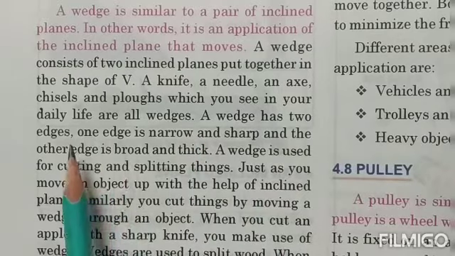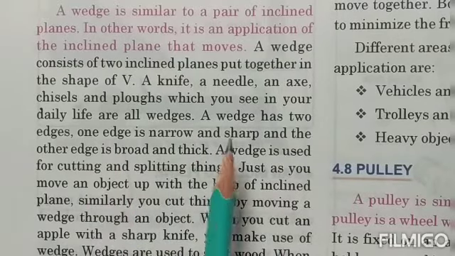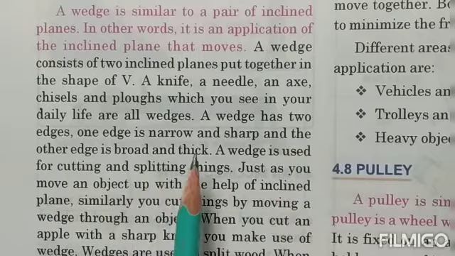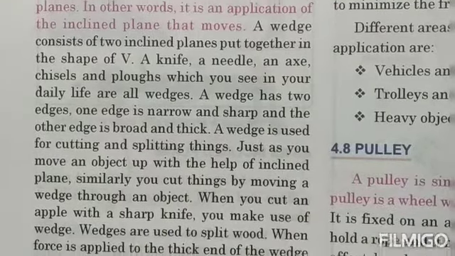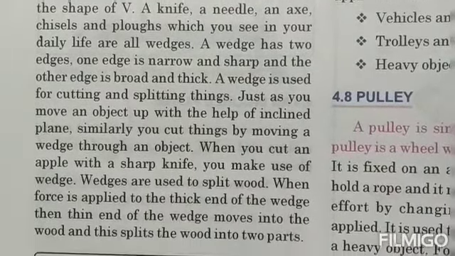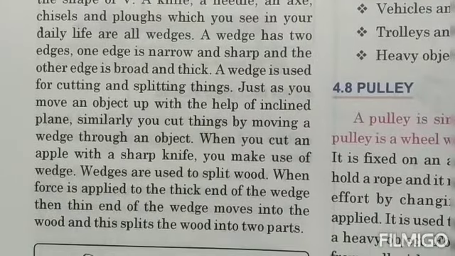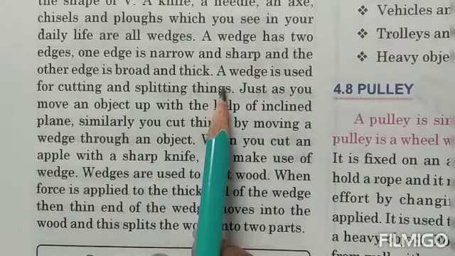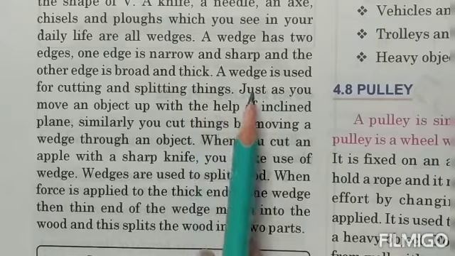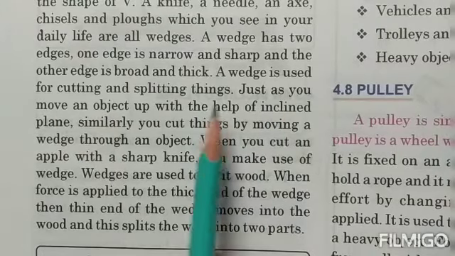A wedge has two edges, children. One edge is narrow and sharp and the other edge is broad and thick, as you must have seen in a knife, children. One side is actually the sharper one, which is used for cutting, and the other side is broader and the thicker one, which is not used for cutting. A wedge is used for cutting and splitting of the things also.